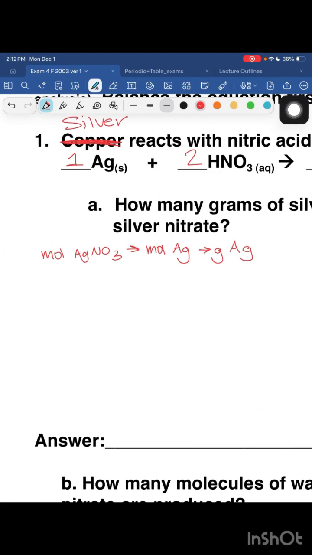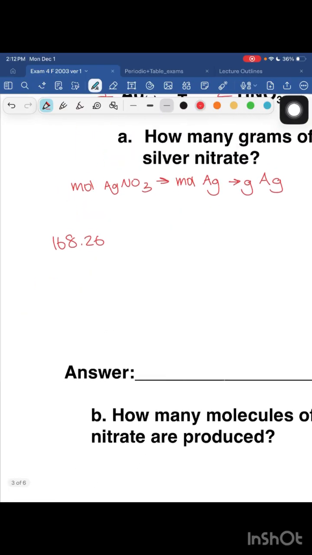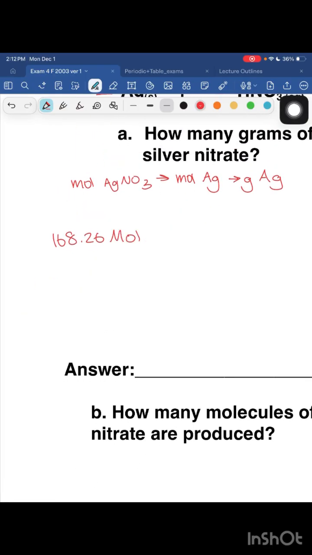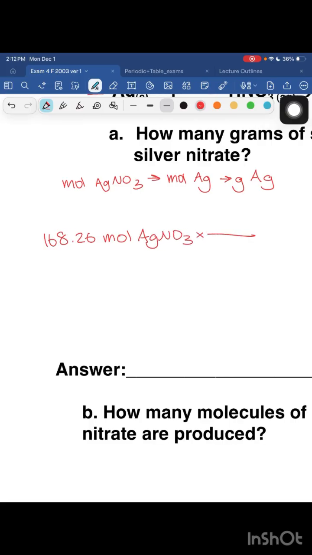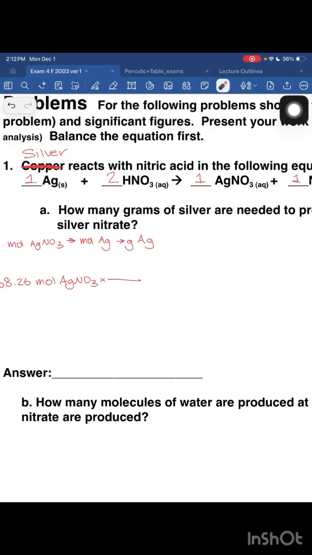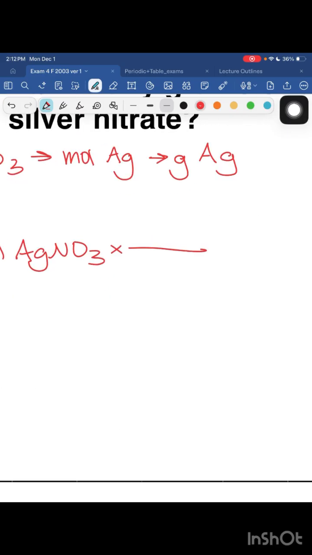So we have 168.26 moles of AgNO3. From here, it says we have 1 mole of silver nitrate for every mole of silver metal. So we have 1 mole AgNO3 for every 1 mole Ag.